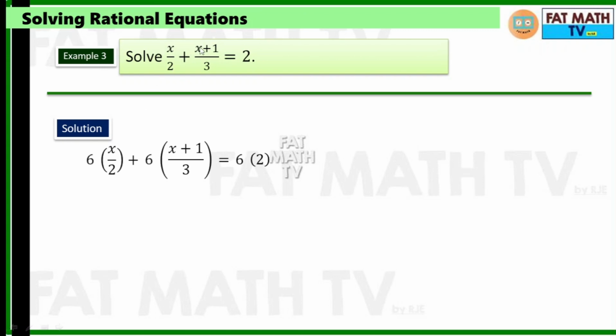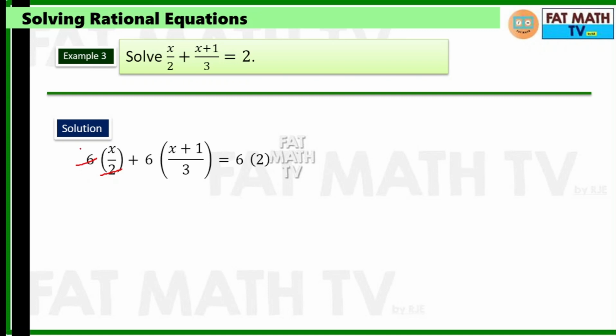Since we multiply the left side of the equation by 6 and there are 2 terms, we need to distribute the 6 to each term on the left side. So we have here 6 times x over 2 plus 6 times x plus 1 over 3 equals 6 times 2. And then we can cancel already. The purpose of multiplying the least common multiple of the denominators is to get rid of the denominator.